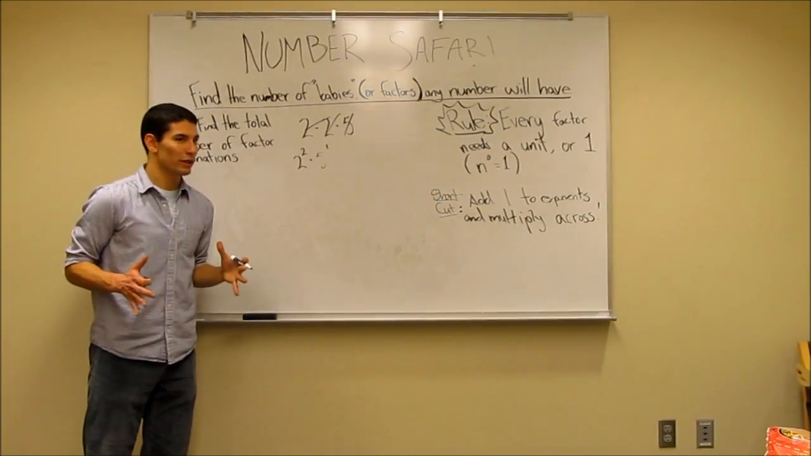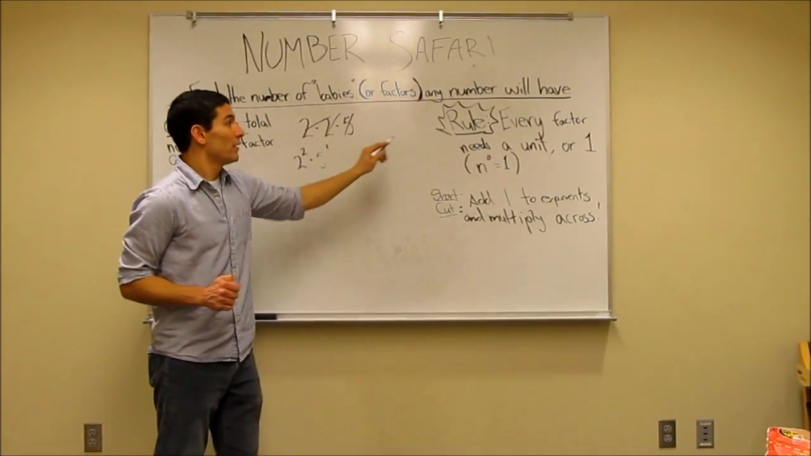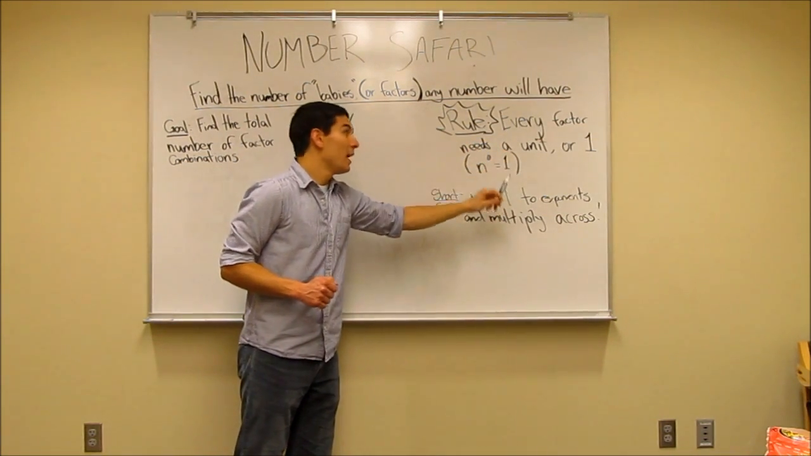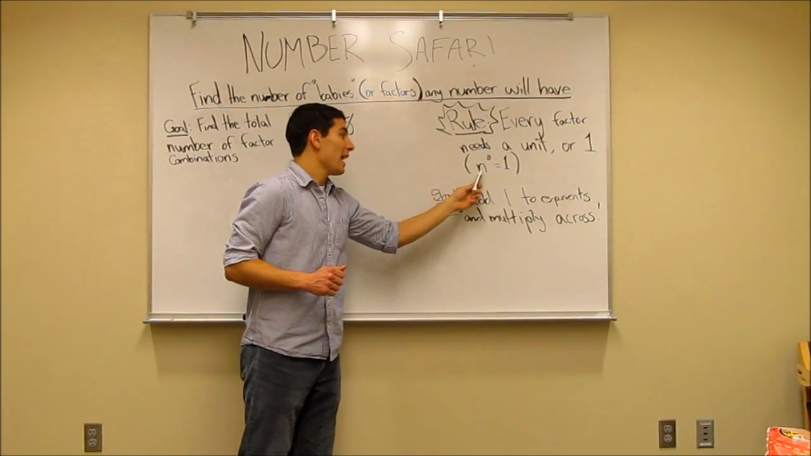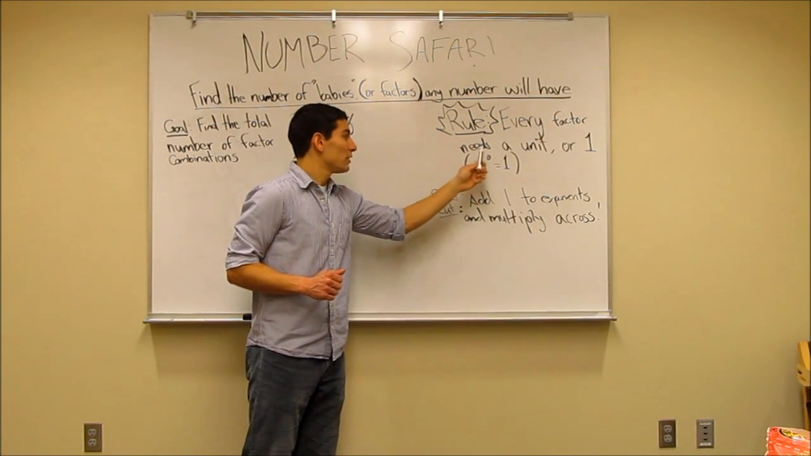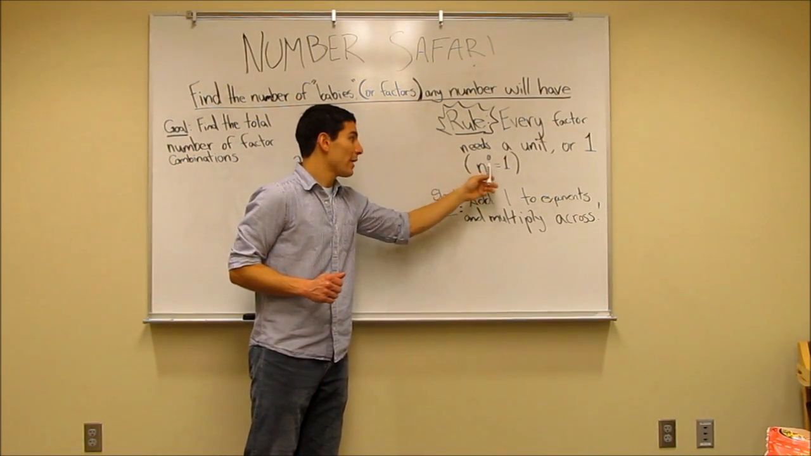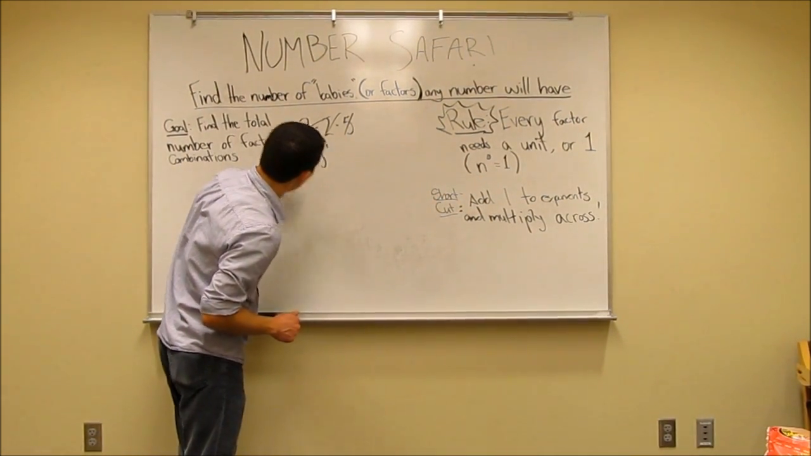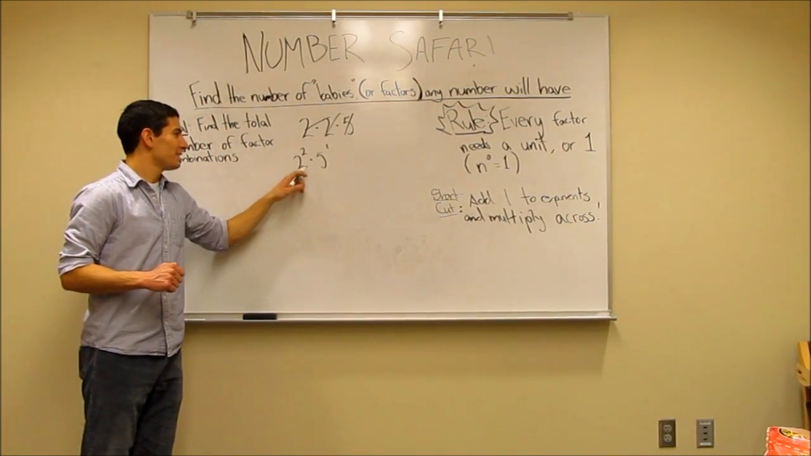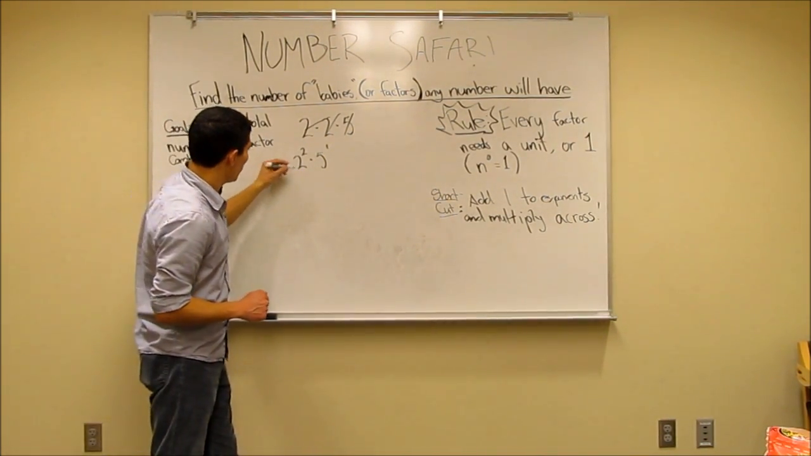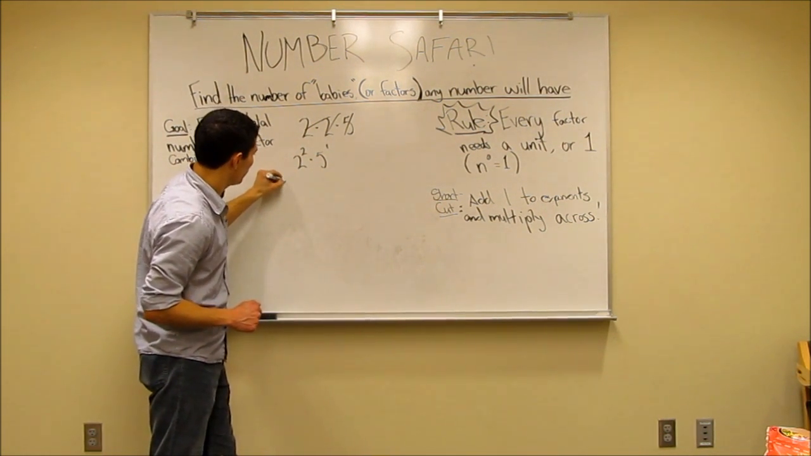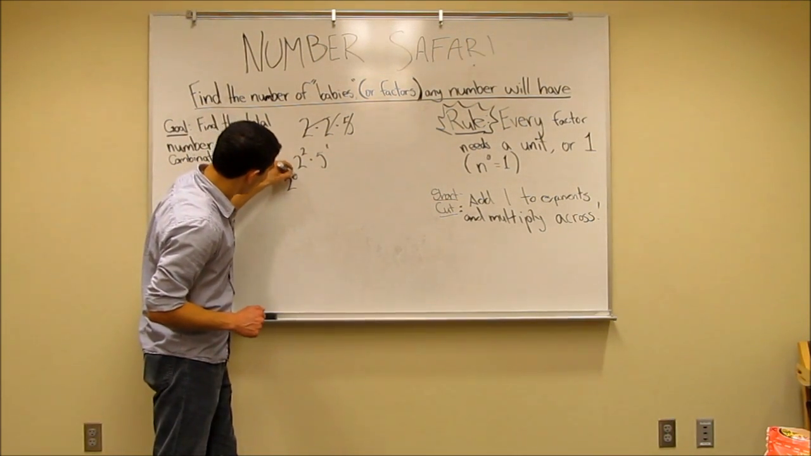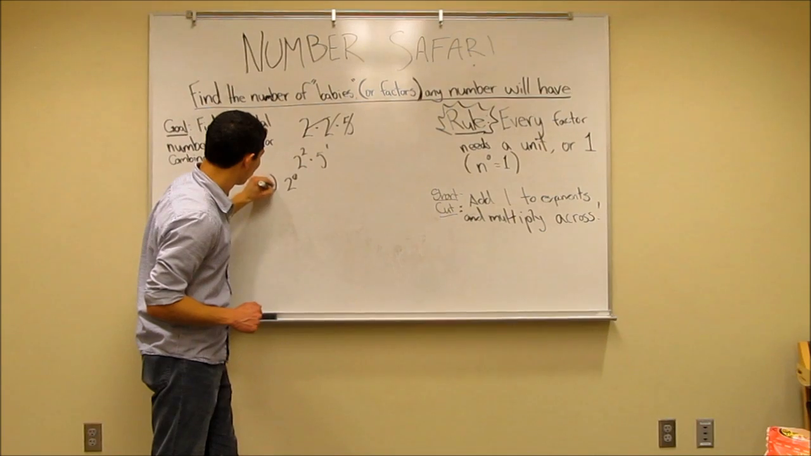Alright, now here comes the tricky part. The rule that we have to remember is this: every factor needs a unit, or the number 1. And the way we find the number 1 is that factor, n to the 0 power. N to the 0 power equals 1. Now, let's add the unit to each of these factors. If we want to put the unit in 2, we need the number, and then which power? 0. 0, very good. And that will equal 1.